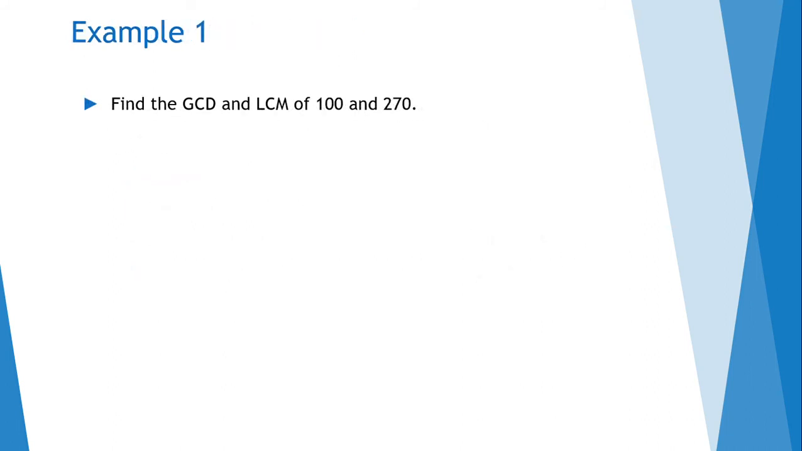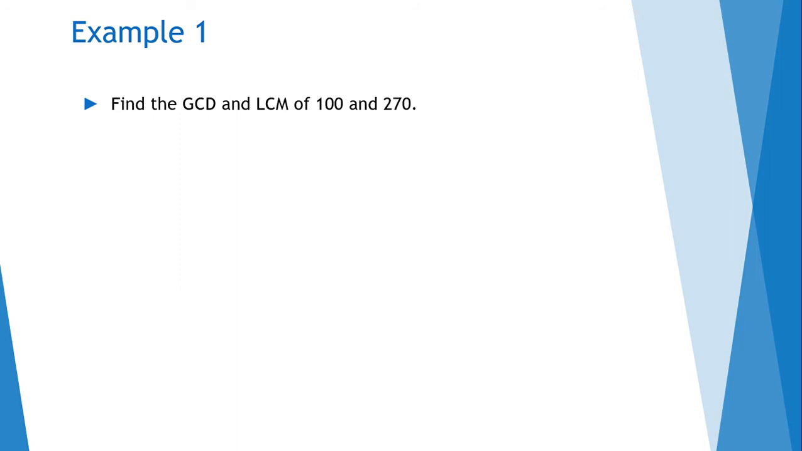So let's go on to some examples to really hone in on our skills. Our first question is: find the GCD and LCM of 100 and 270. Since these look like very easy numbers to divide and multiply, I think I'm going to use the factors and multiples method.